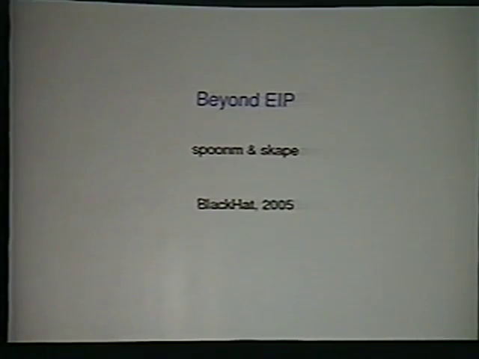So I'm Spoonm, and this is Scape, Matt Miller, either one. And we're here to talk about Beyond EIP. As a presentation, we're going to talk less about exploitation vectors and stuff like that, but more about what you do with an exploit. We're going to talk a lot about shellcode, the infrastructure that it takes to be able to do some sort of advanced attack stuff, and then we're going to get into all of those different technologies.